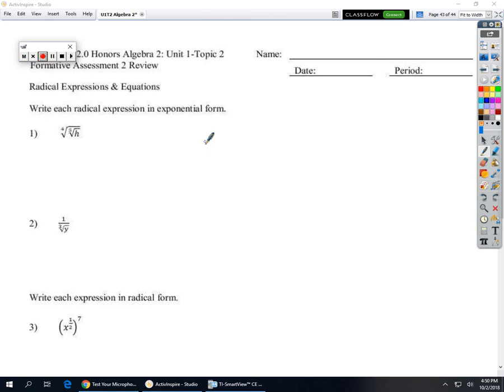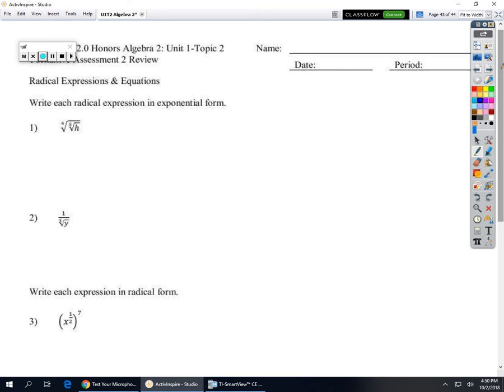All right, starting. So this is the formative review for the form assessment 2. Moving it over. So the first problem asks you to write each radical expression in exponential form. So radical means that I have some kind of a root. So remember, radical means root. I want to change the radical into an exponential form, which has an exponent instead of a root.